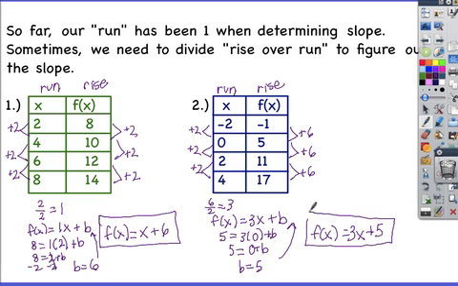And then we can check that out. Negative 2 when I substitute gives negative 6 plus 5, or negative 1. Substitute 0, you have 0 plus 5, which is 5. Substitute 2, you have 6 plus 5, or 11. And substitute 4, you have 12 plus 5, which is 17.